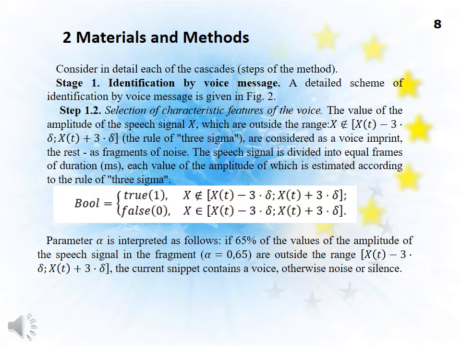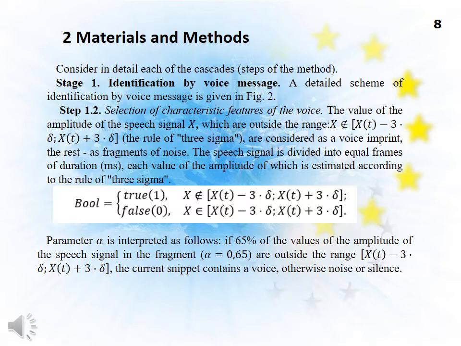Consider in detail each of the cascade steps of the method. Stage 1 is identification by voice message. A detailed scheme of identification by voice message is given in Figure 2 on the next slide. Now, about the selection of characteristic features of the voice.